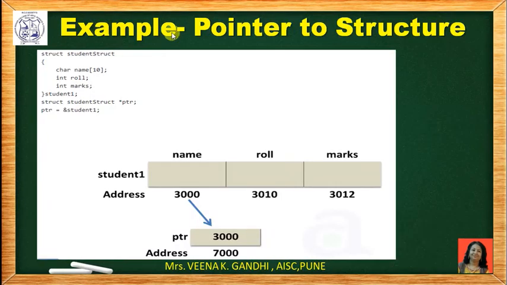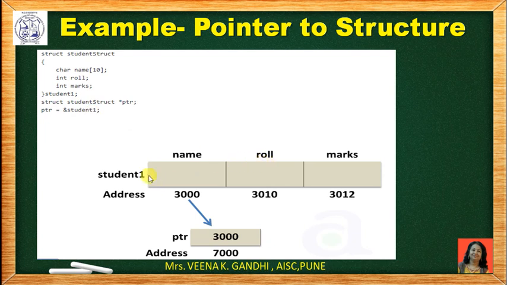Let us see an example of pointer to structure. Here I have declared the student struct having members name, roll number, marks. After that, we create the structure variable student1. After that, I create a pointer variable, struct student, the tag name, and asterisk ptr is a pointer to the structure student. The ptr contains the address of the student1 variable.